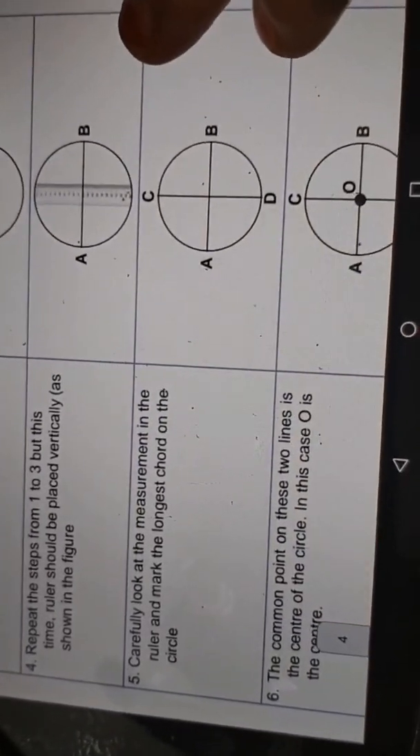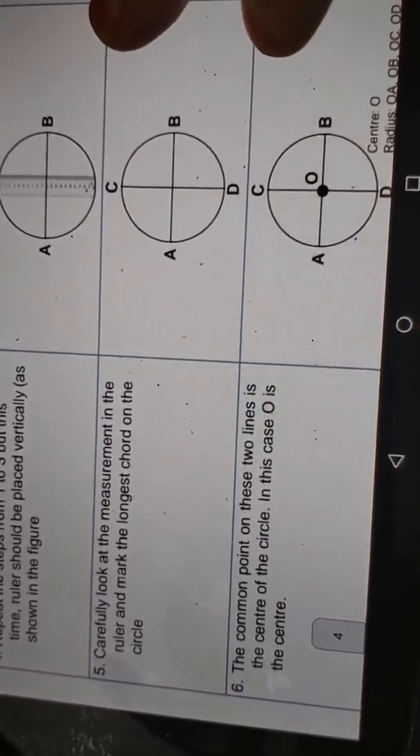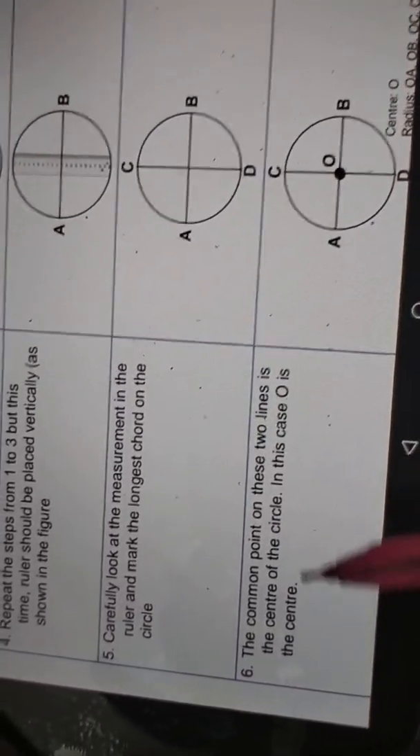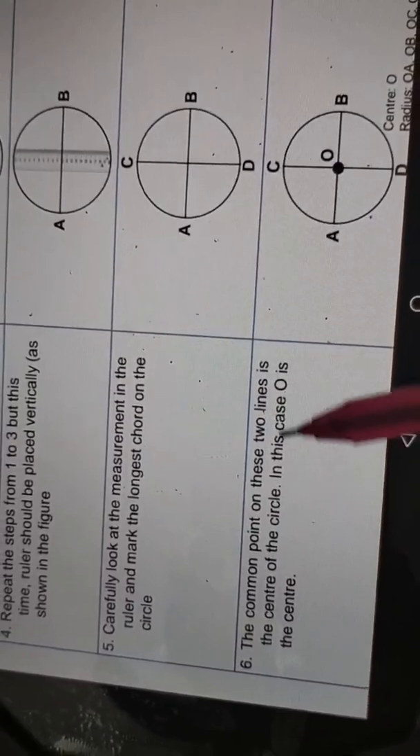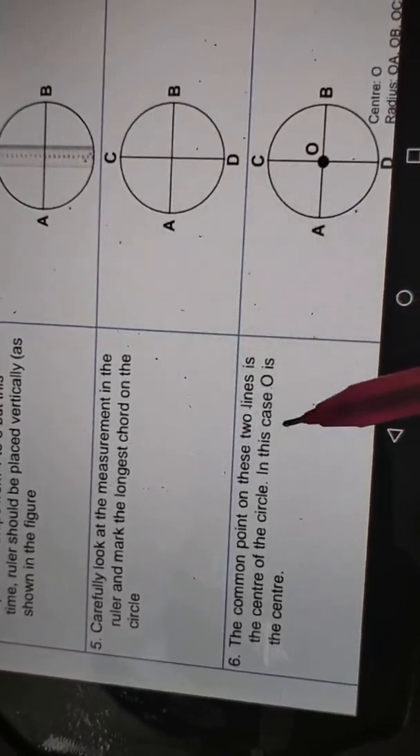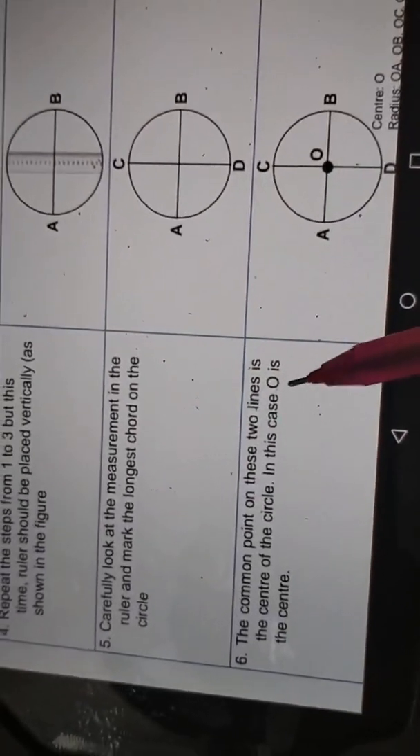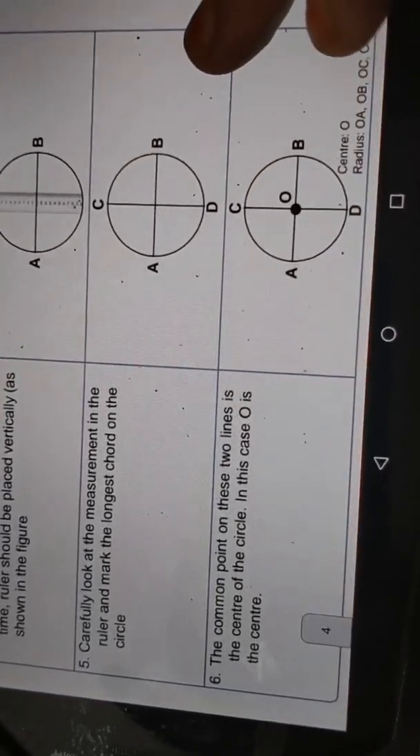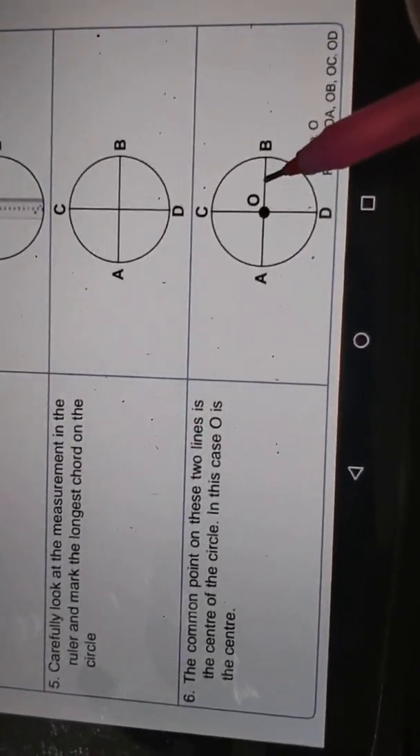Okay students, then the common point on these two lines is the center of the circle. In this case O is the center point. So in this case students, here O is the center point.